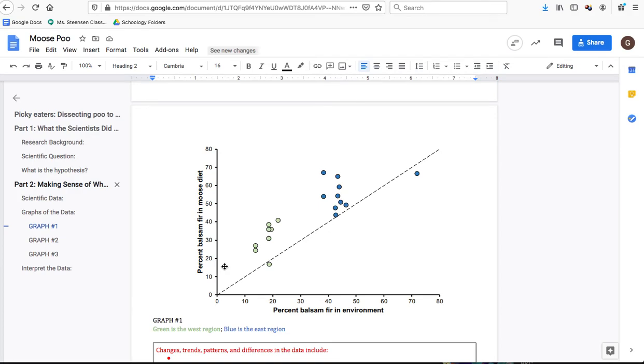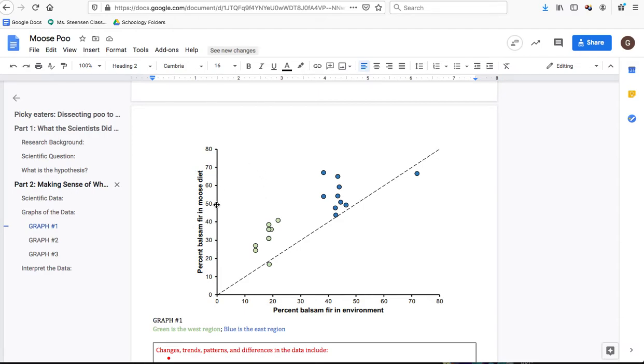So you want to use these dots, and don't think too much about the greens and the blues. The questions that we ask do not depend on one region over the other too much. Instead, think about how many dots you see over this line and how many dots you see under this line. Each dot that you see over is 1 year in which the moose were eating more of this, in percentage, than it was represented in the location itself. That is, they showed a preference to eat this type of plant that year.